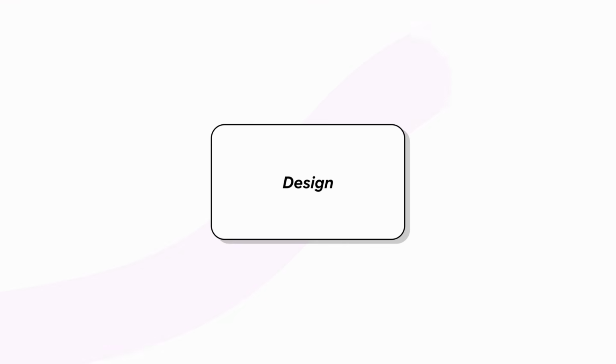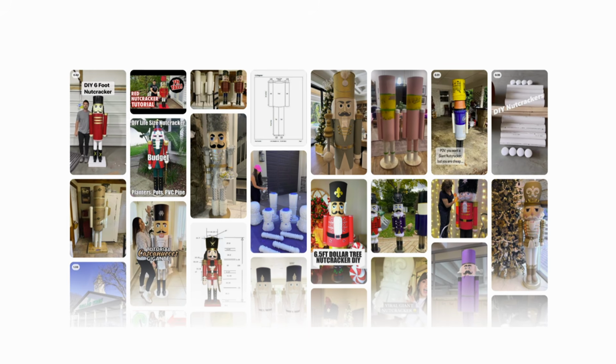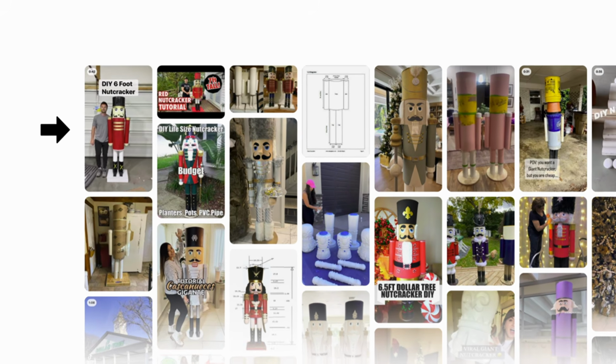The second thing is design. Always think about when you're designing your pins, how you can differentiate yourself from everybody else that's seeing a pin inside of Pinterest. When somebody searches for something inside of Pinterest, chances are there are 10 or 20 different images there. What can make your image stand out?